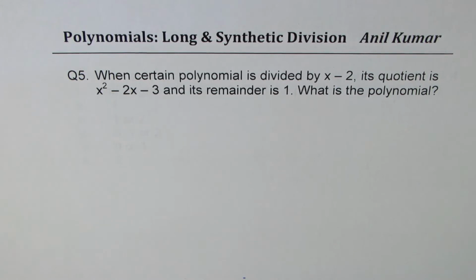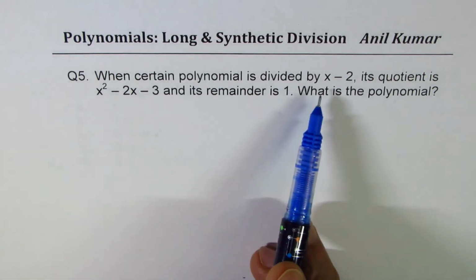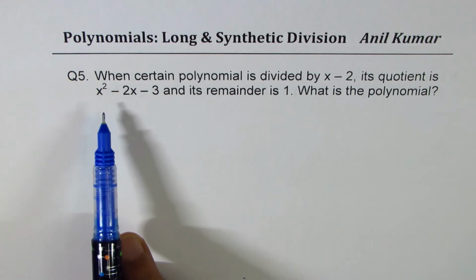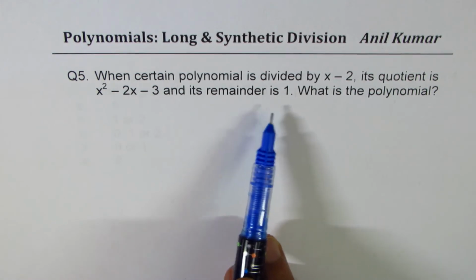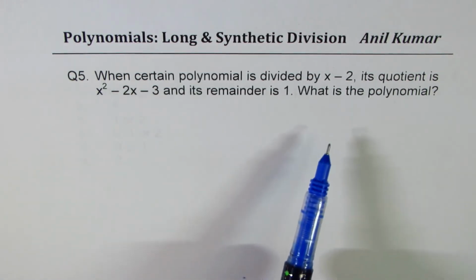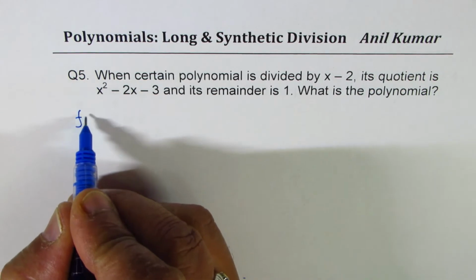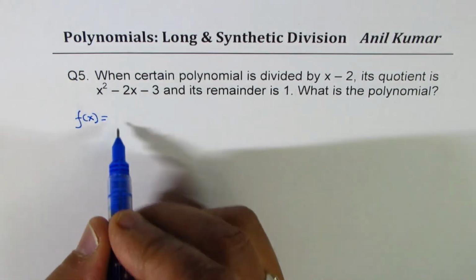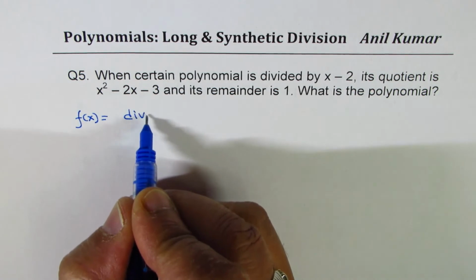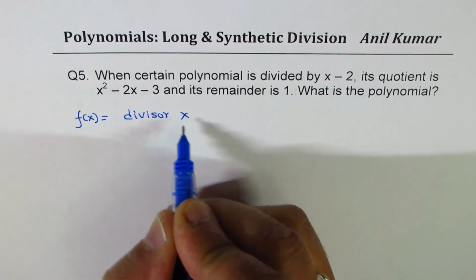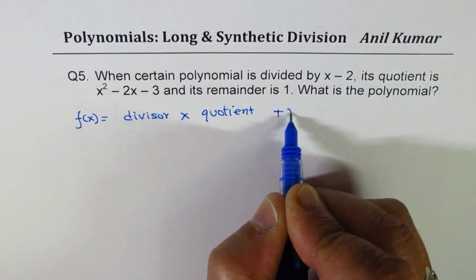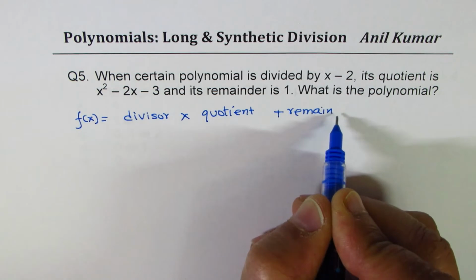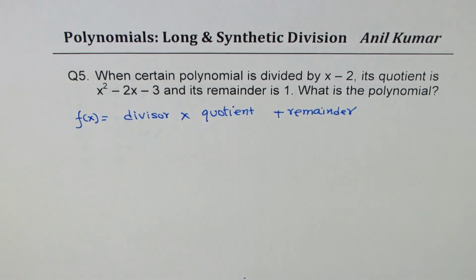Question number 5. When a certain polynomial is divided by x minus 2, its quotient is x squared minus 2x minus 3, and its remainder is 1. What is the polynomial, right? So we can always find the polynomial using the product of divisor and quotient, and adding the remainder to it, right? That is the division statement, which we normally write in multiplication form.